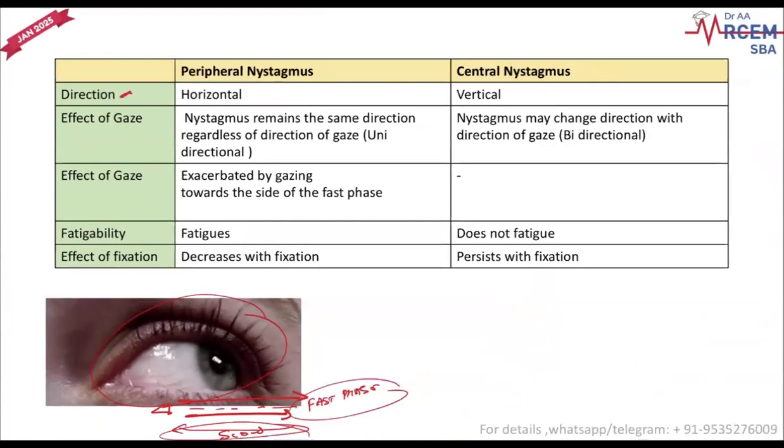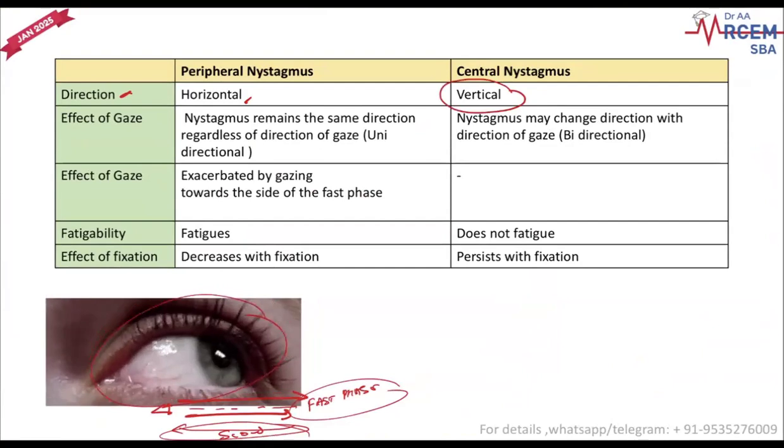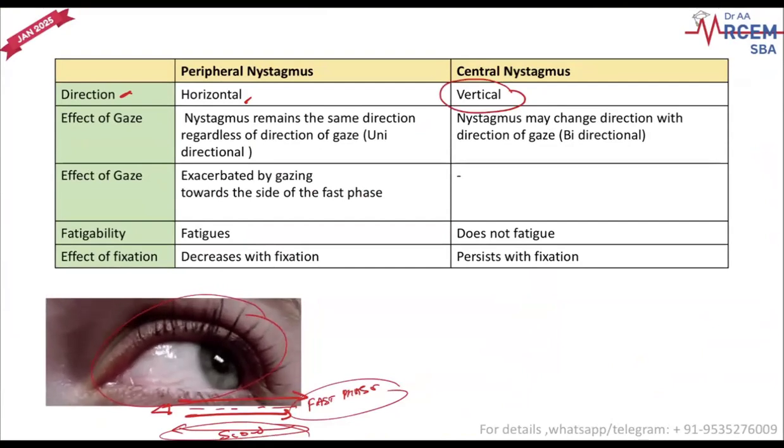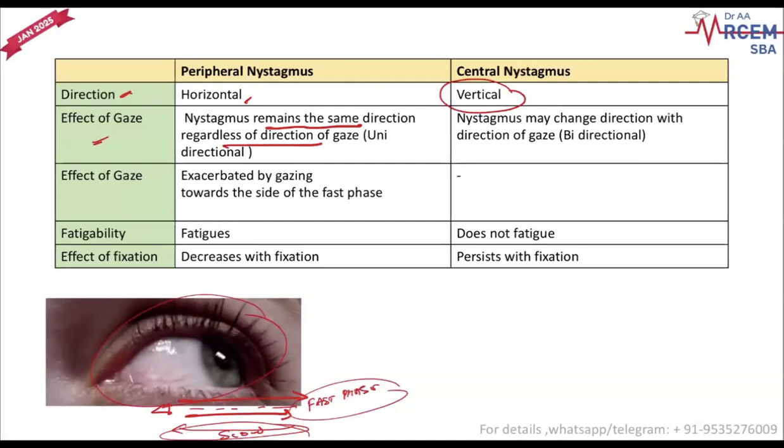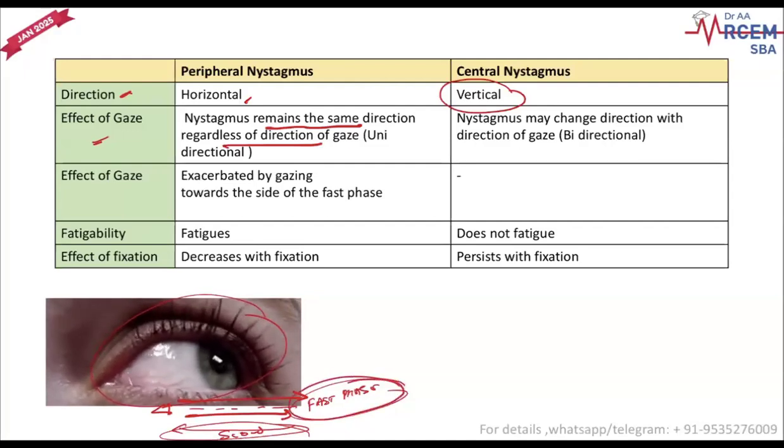Usually peripheral vertigos are horizontal. If it is vertical or bidirectional, you need to think of a central nystagmus. Effect of gaze: nystagmus remains in the same direction regardless of the direction of the gaze. So, for example, if you're looking to the left side, the nystagmus remains in the same direction. That means the fast phase remains in the same direction. If you look to the right side, the fast phase also remains in the same direction.